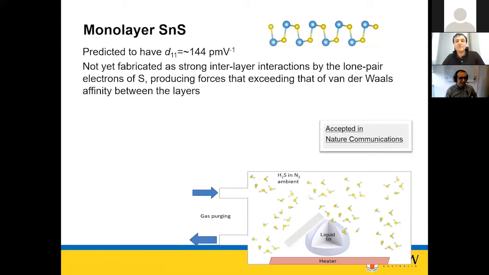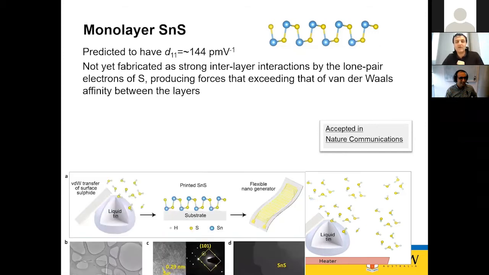And you cannot do this with any other method. You know, the prediction came about 2015. Why only liquid metal worked? Because in addition to van der Waals forces between layers of this layered tin sulfide structure, there are also interlayer interactions because of the lone pair electron of S. They hold them together so nobody can exfoliate it mechanically. This is why we were, for the first time, successful in making this tin sulfide.